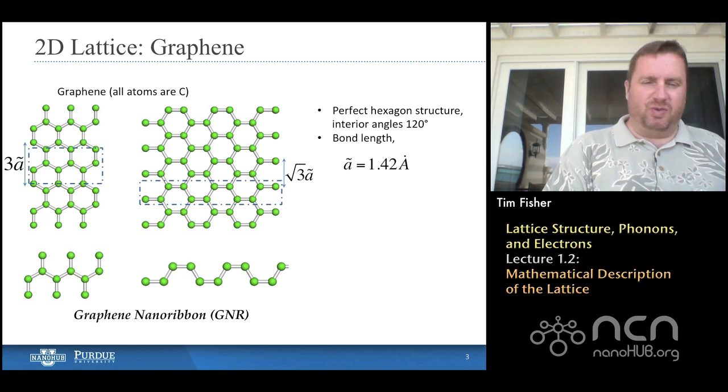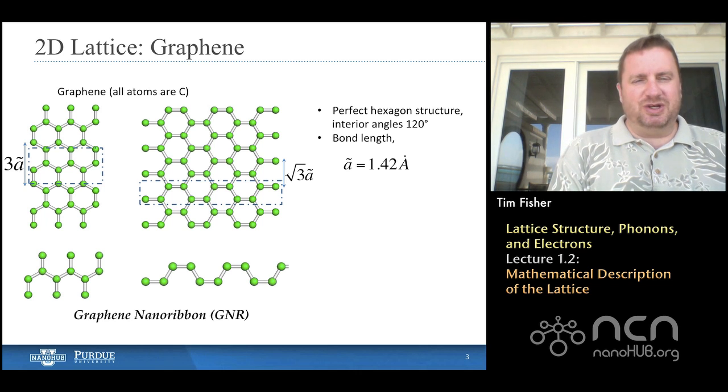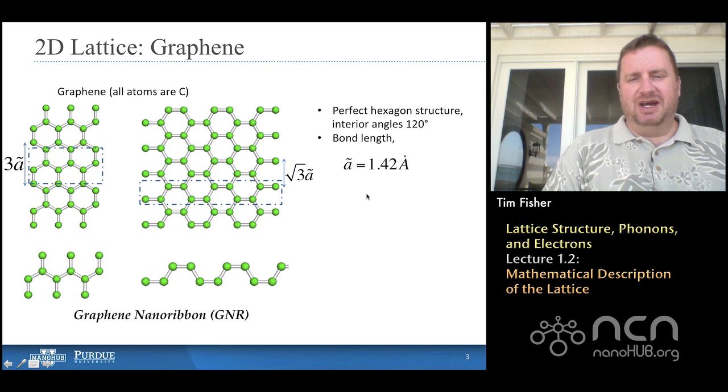So the last slide showed a one-dimensional array, very simple, just a chain of atoms. This is the most common, or at least certainly the most popular, two-dimensional array of atoms. And here we see some differences, of course. We don't have nearly the geometric simplicity that a one-dimensional chain gives us. Each carbon atom has nearest neighbors, and they are 1.42 angstroms apart from each other.